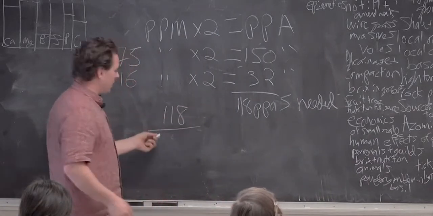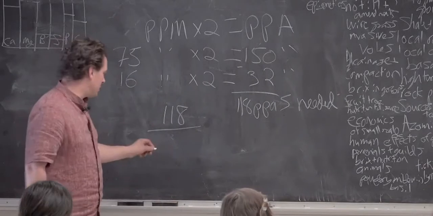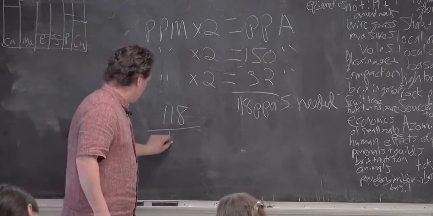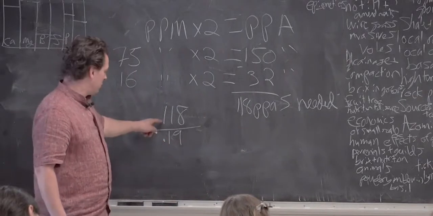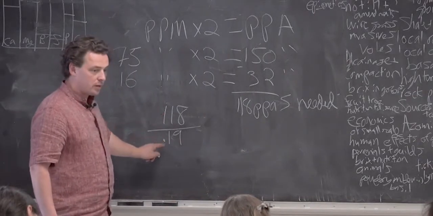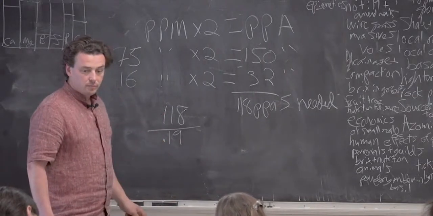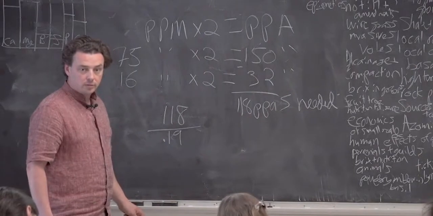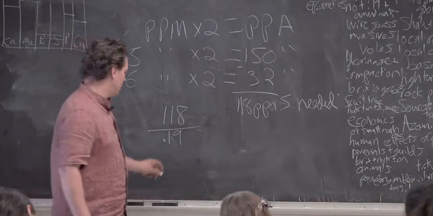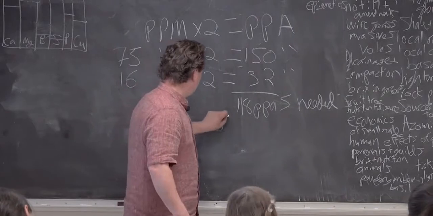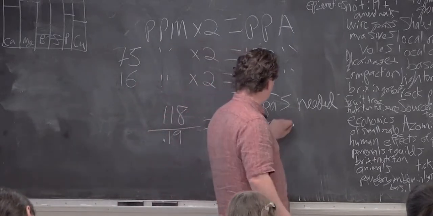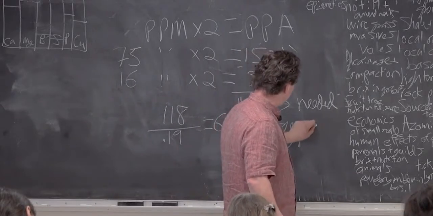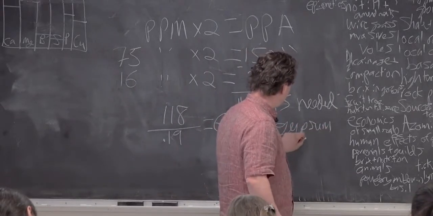and you divide it by the percent concentration of sulfur, which in this case is 19. That's the concentration, 19%. So you do 118 divided by 0.19. Anybody got a calculator? Yeah, 620. 621 pounds per acre gypsum needed.